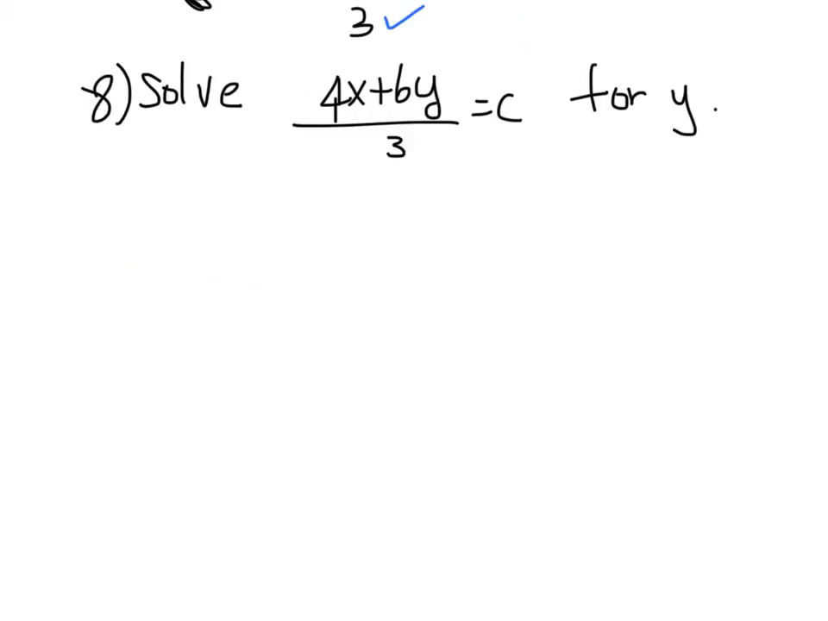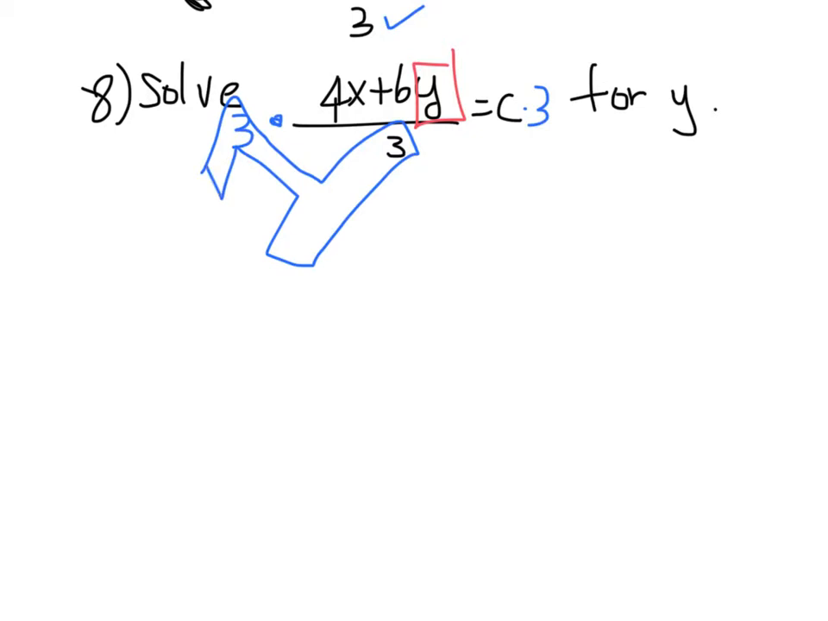Yay! Okay, so we have to solve this for y. That means we gotta leave the y by itself. So everybody, we have to get rid of the 3, right? So what do we do first? Multiply both sides by 3. And that canceled this whole thing out. Remember this? Okay, this became a big fat 1.